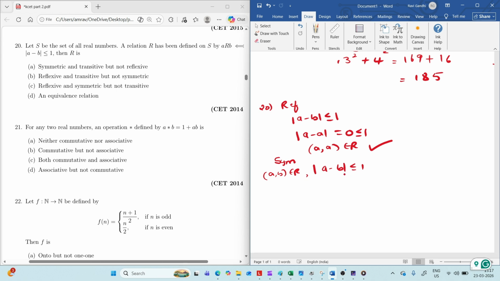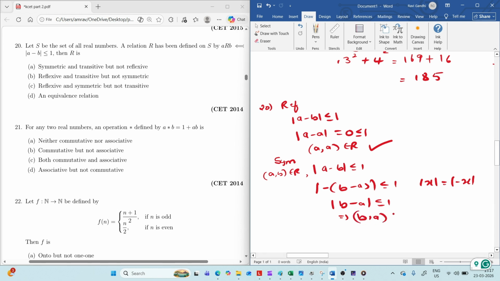So now you have modulus of A minus B less than or equal to 1. Now we will take the negative sign common. You get modulus of B minus A less than or equal to 1. What is the reason for this? Modulus of x is equal to modulus of minus x. So since modulus of B minus A is less than or equal to 1, this implies B comma A belongs to R. So it is satisfying the definition of the symmetric condition also.